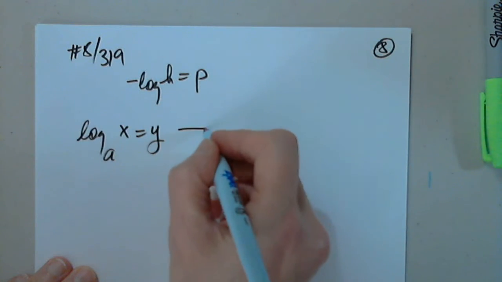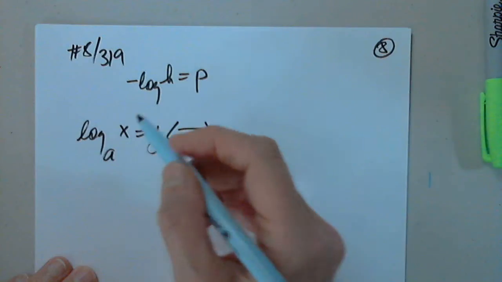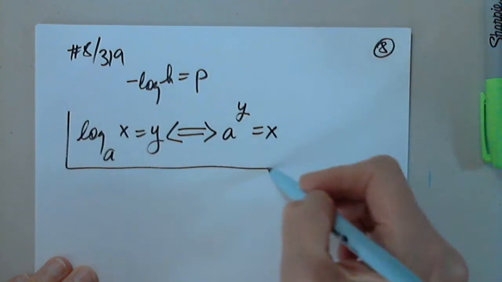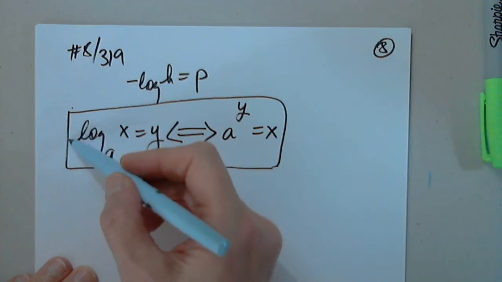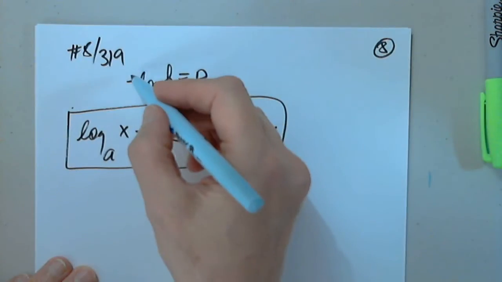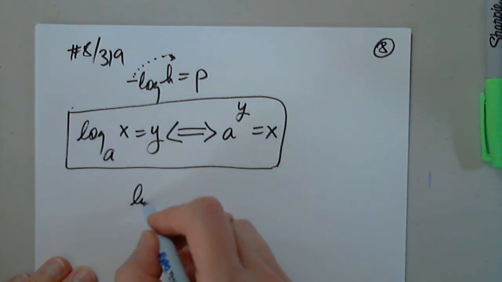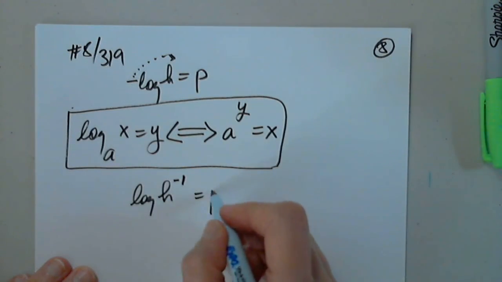x is y is equivalent to a raised to y equals x. A raised to y equals x. But not with anything in front. So in this case, I have to move this where it came from, the power of h. So log h to -1 equals p.